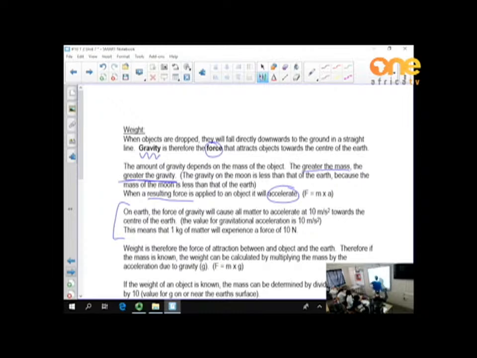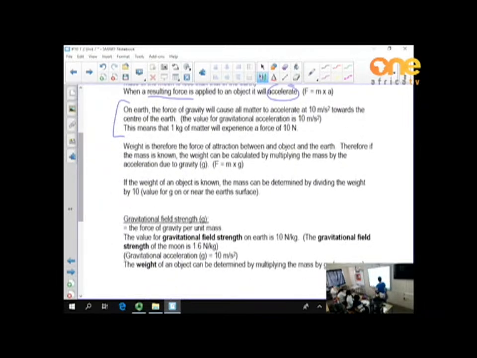On the Earth, the force of gravity will cause all matter to accelerate at 10 meters per second squared, because for 1 kilogram, it will exert a force of 10 Newton. Okay? So what would the acceleration be? We know F is equal to m times a. So if F is 10 and mass is 1, what is the acceleration? 10. All right, so the force of gravity makes any object accelerate at 10 meters per second squared.